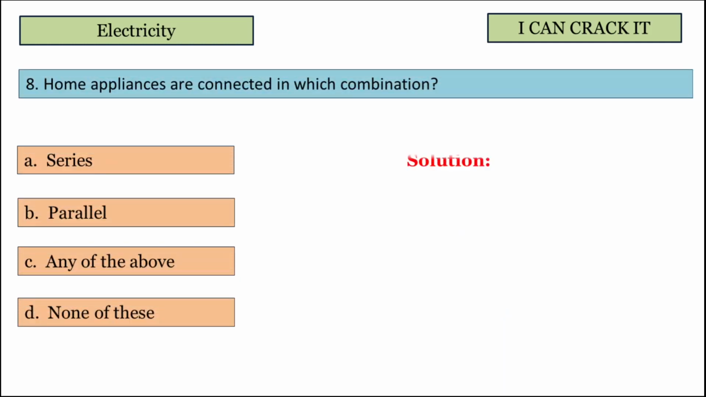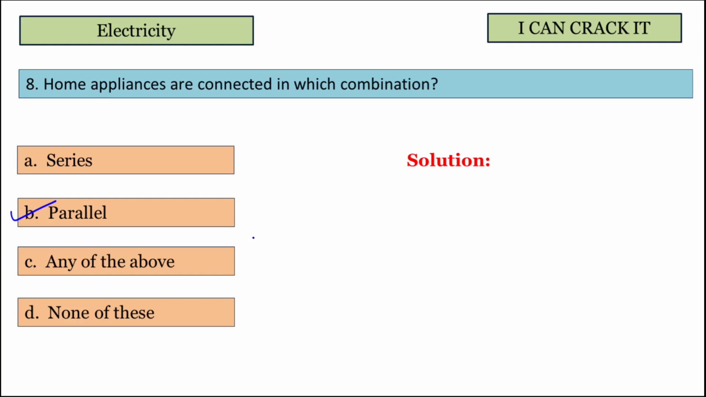Let's see the next one. Home appliances are connected in which combination? So, at your home, you will be having what? Electric bulbs, fridge, TV, and many other electronic equipments, right? And they are connected in which combination? Series or parallel or any of the above or none of these? See, the home appliances are always connected in parallel combination.